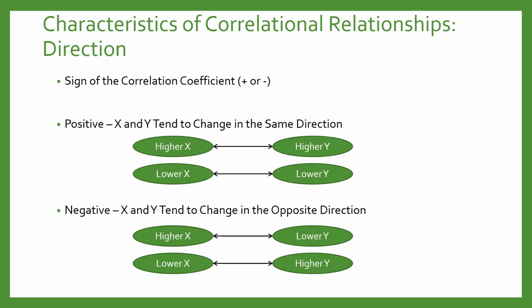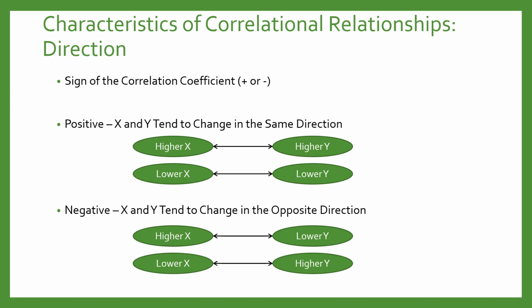The direction of a correlational relationship tells you how the variables are related based on whether scores on the low or high end of one variable's range correspond to the low or high end of the other variable's range. And you can know the direction of a correlation by looking at the sign of the value. So if there's no sign in front of it, it's positive, and you can assume that they tend to change in the same direction. If it's a negative, that means there's a negative correlation, and they tend to change in opposite directions.